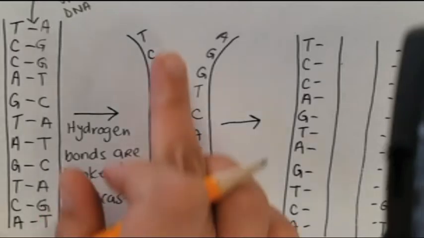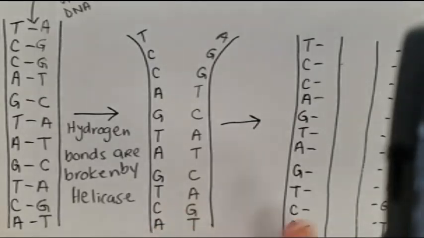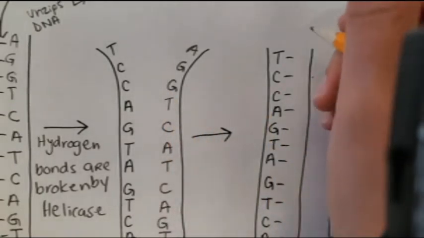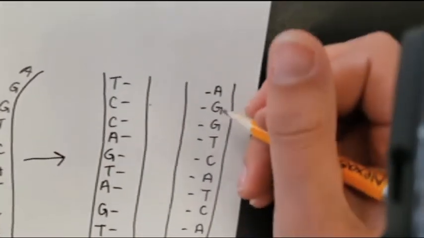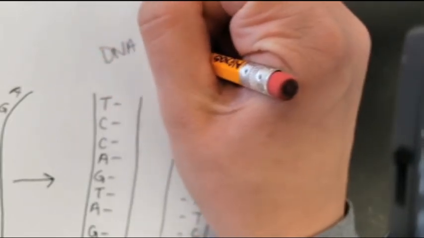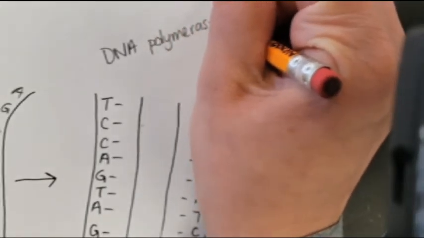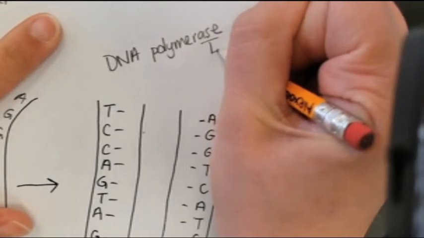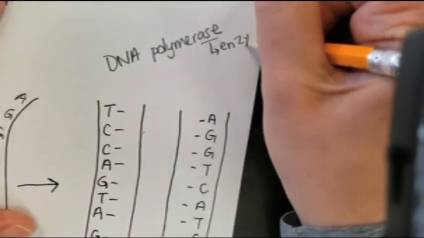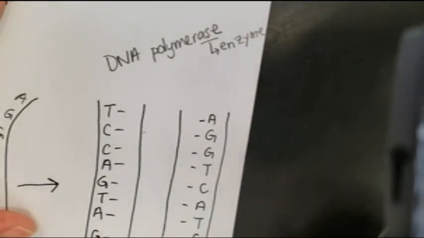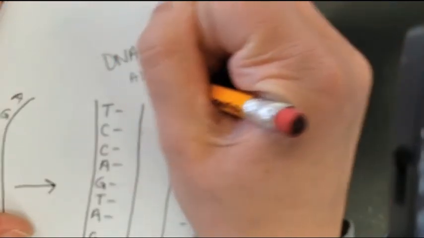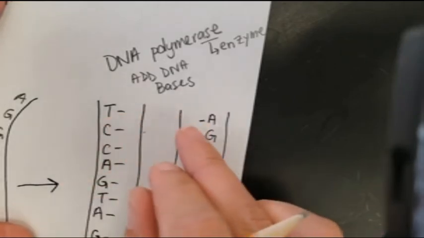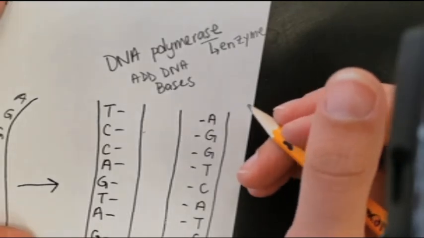Okay? So once it's opened up, now we can get in there and we can read these bases. And what gets in there and reads these bases and adds in the complementary strands is something called DNA polymerase. Okay? So I'm going to write that down. DNA polymerase. And do you think that this thing is an enzyme? Well, I'll tell you that it is, because it ends in ASE. And that means that it's an enzyme. So this is an enzyme, and the enzyme's job is to add DNA bases. So helicase opens up the DNA, and then DNA polymerase adds DNA bases to make new complementary strands.